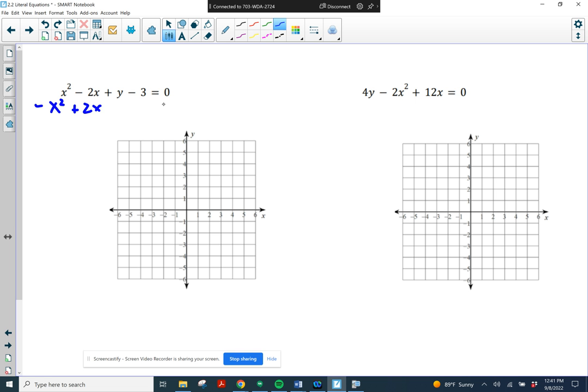To solve for y, I need to move all these other things. So I'm going to subtract an x squared, add a 2x, and add a 3. That removes everybody from the left except the y, and I have y equals negative x squared plus 2x plus 3. And then I'm going to go to my calculator.